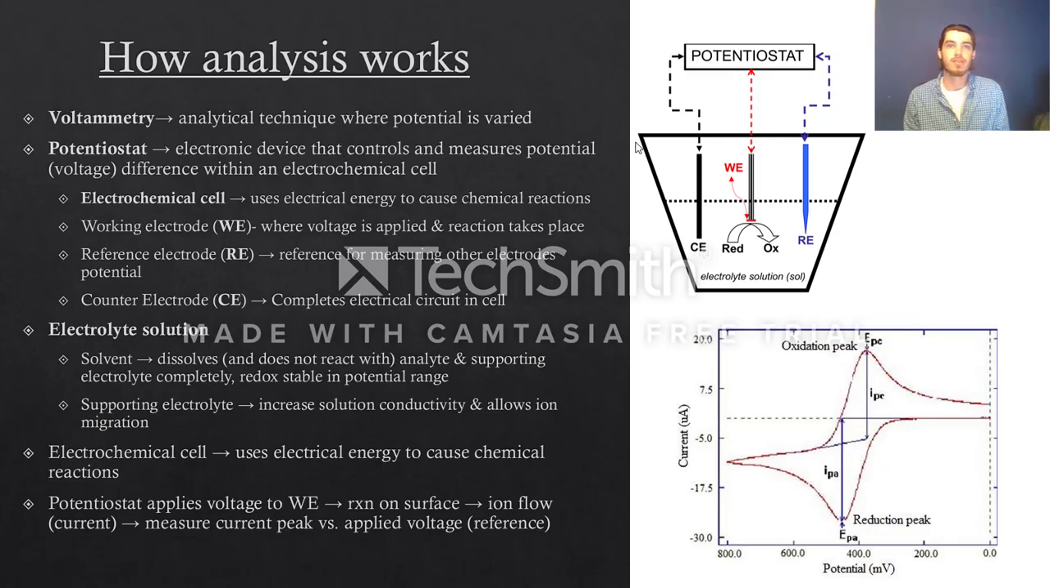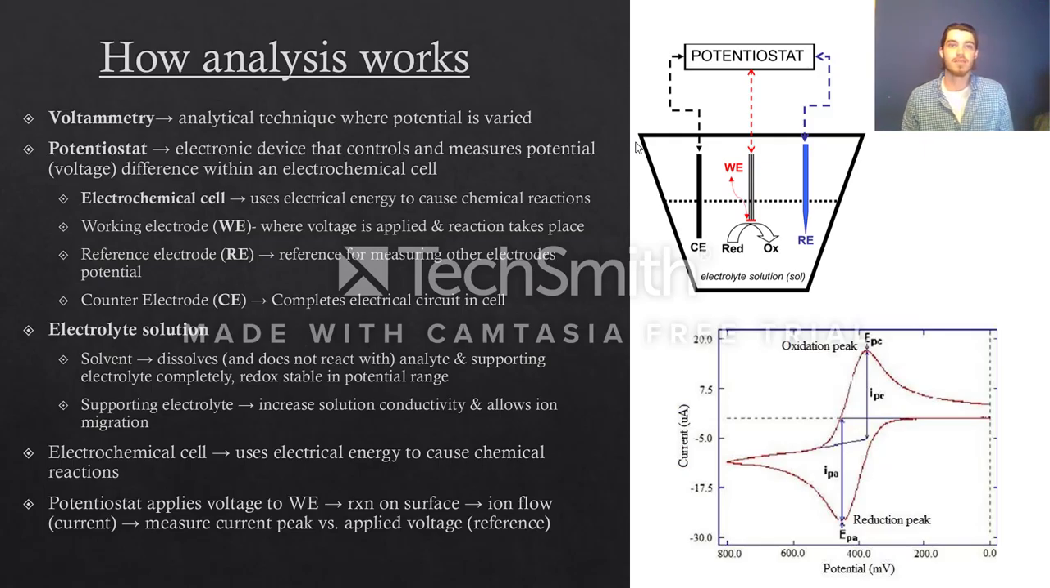Normally, the electrodes are submerged in an electrolyte solution, which is a solution that is electrically conductive. It is made by dissolving high concentrations of a supporting electrolyte or a salt in a specific solvent, which must be inert in the potential range of the experiment. The electrolyte solution's purpose is to increase the conductivity and allow the migration of ions to balance the charge.